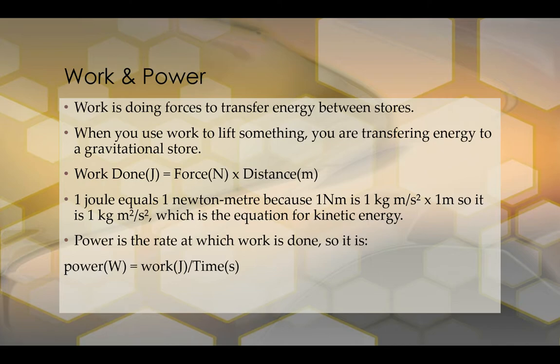Work done is force times distance, and work done is measured in joules, but it's also equal to 1 Newton meter, because a Newton meter is mass times acceleration times distance, since it is force times distance, and force is mass times acceleration. So therefore it's 1 kilogram times meter squared per second squared, which is equal to the equation for kinetic energy, which is measured in joules, which is half mass times velocity squared.